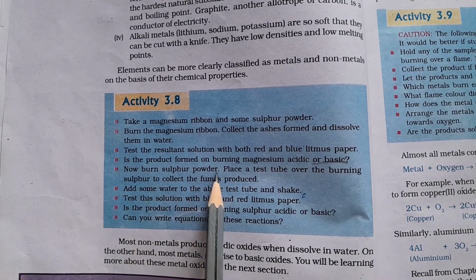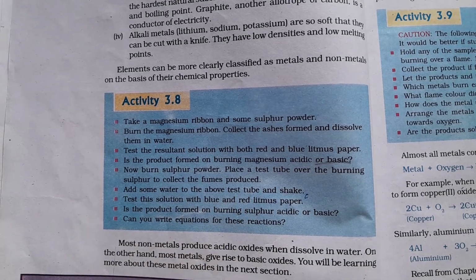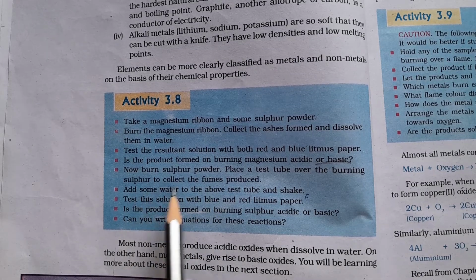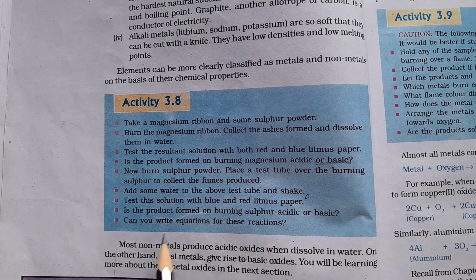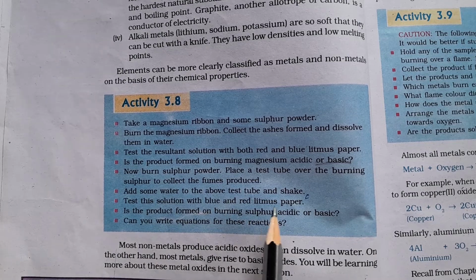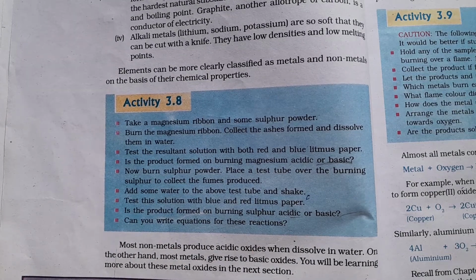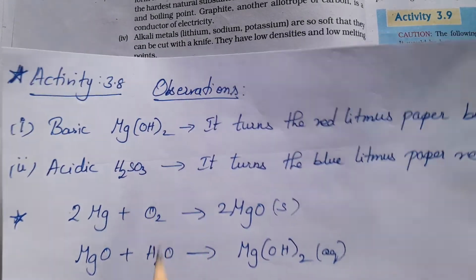Now burn the sulfur powder and place a test tube over the burning sulfur to collect the fumes produced. Once you burn the sulfur, you will get a fume. Collect the fumes, add some water to the test tube and shake. Test this solution with blue and red litmus paper. Is the product formed on burning sulfur acidic or basic? Can you write the equations for these reactions?